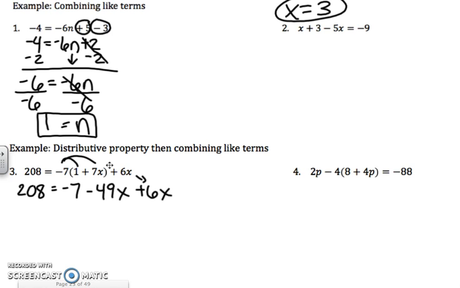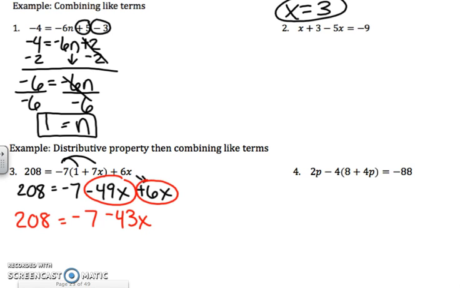Okay? So now I've got a problem that looks like number 1. I need to combine like terms. So I can't combine anything on the left, I just see a 208. So out of the terms on the right, I see that I have 2 x's, so I'm going to combine those terms. I'm going to circle negative 49, circle a plus 6. Negative 49 plus 6 would be a negative 43x. And now I need to bring down everything that I did not use.